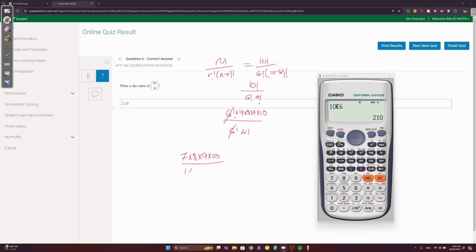What is 4 factorial? It's 1 times 2 times 3 times 4. Can you simplify this? Yes, you can. You can divide 8 by 4 and get 2 up here. You can cancel this 2 with the 2. You can simplify this 9 with the 3 and get 3 here. So now this is very easy to solve on paper: 7 times 3 times 10, which also gets you 210, in case you had to solve it on paper.